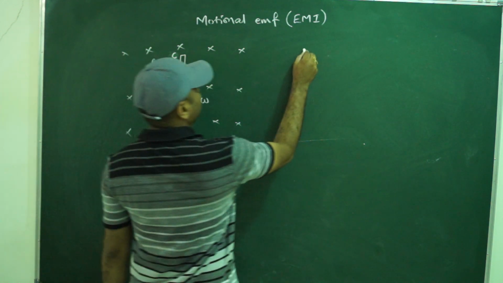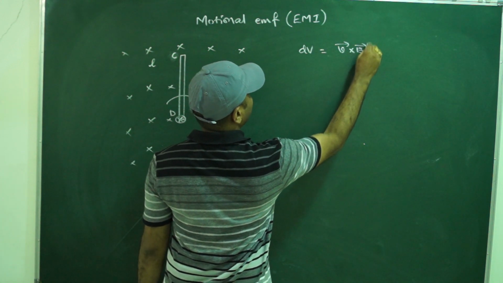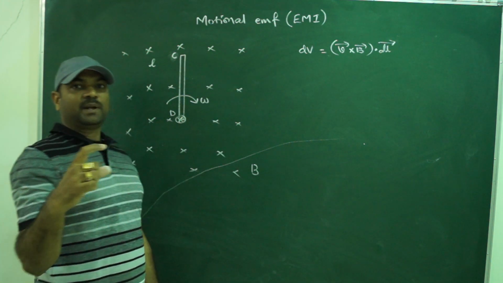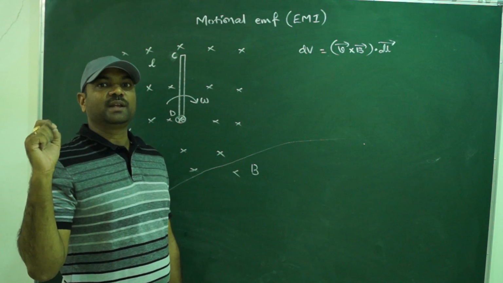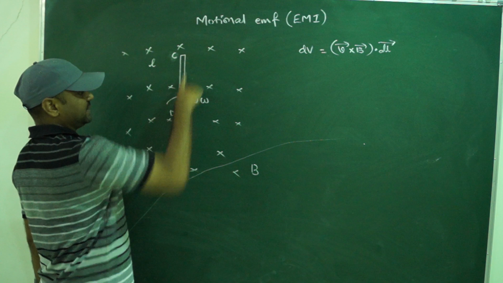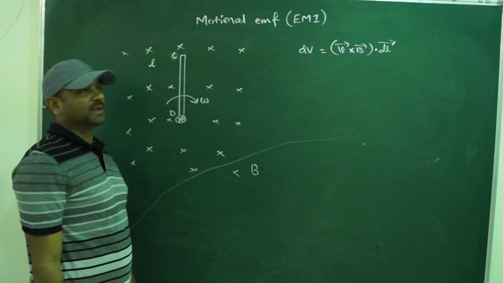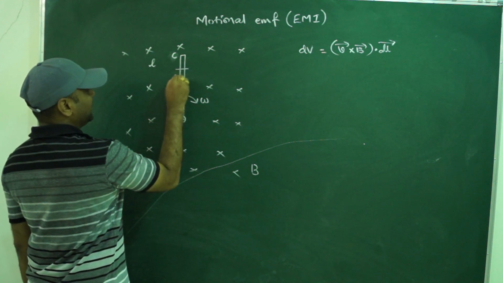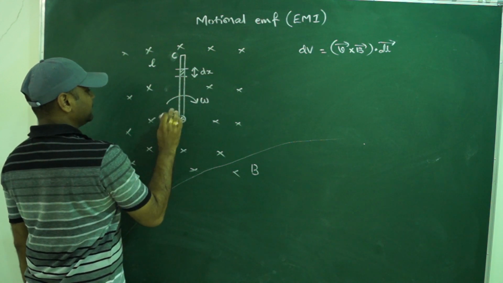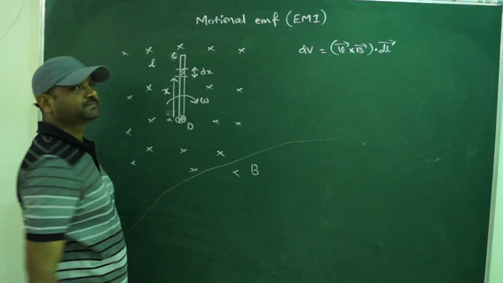Now we know that the potential difference across a small part is V cross B dot dL, when a small part of the rod is moving linearly inside the magnetic field. But here the length of the rod is L, which is not small, but it is straight and rotating with angular velocity omega. So what I do is randomly take a small part of length dx at a distance of x from the axis of rotation. So this is the dm.